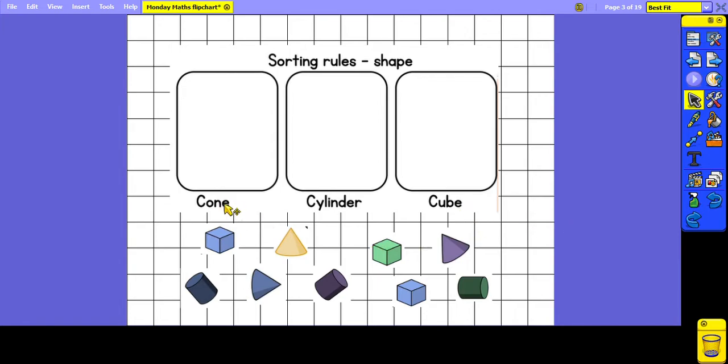Okay, so we'll start with the cones. Remember, with a cone, we have got one curved face, which goes all the way around, and one flat face at the bottom or the base of the shape. Okay, so using what we know, we can spot the different cones.